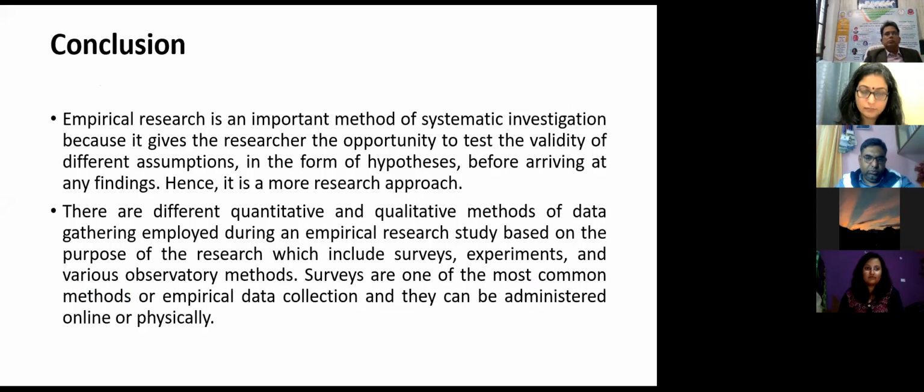So to conclude, empirical research is an important method for systematic investigation because it gives the researcher the opportunity to test the validity of different assumptions in the form of hypotheses before arriving at any findings. Hence, it is a research approach, and there are different quantitative and qualitative methods of data gathering employed during an empirical research study based on the purpose of the research, which include surveys, experiments, and various observatory methods. Surveys are one of the most common methods of empirical data collection, and they can be administered online or physically. So that's all about it.